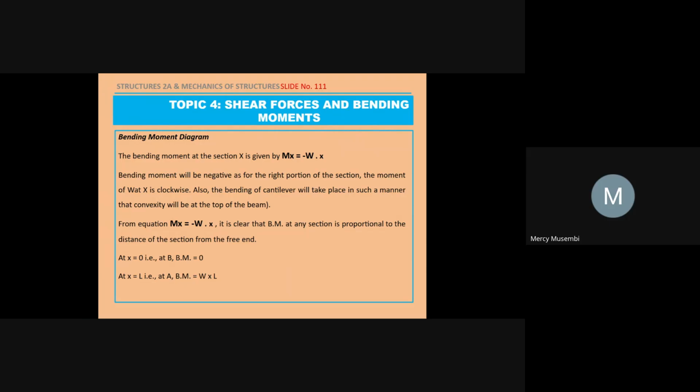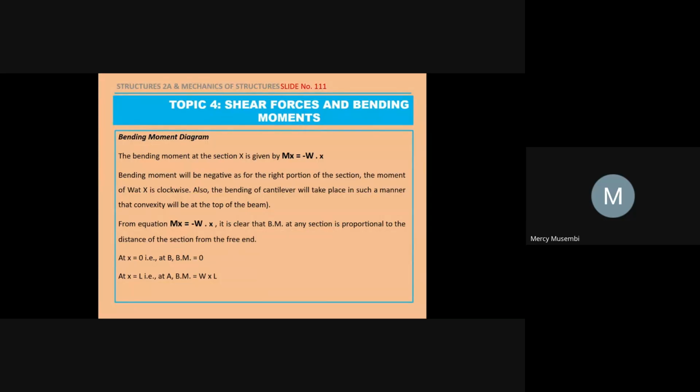Bending moment diagram. The bending moment at the section X is given by Mx equals negative W times X. The bending moment will be negative as for the right portion of the section, the moment of W at X is clockwise. Also, the bending of the cantilever will take place in such a manner that the convexity will be at the top of the beam. From the equation Mx equals negative Wx, it is clear that the bending moment at any section is proportional to the distance of the section from the free end.